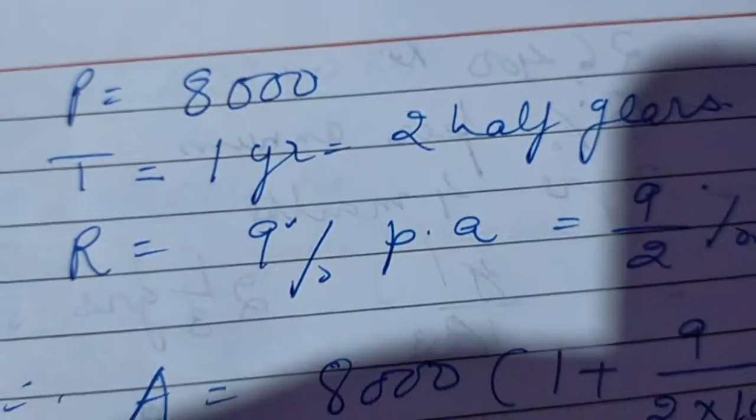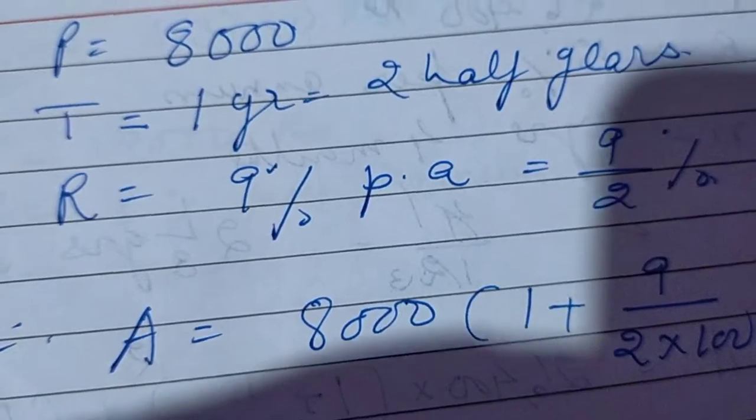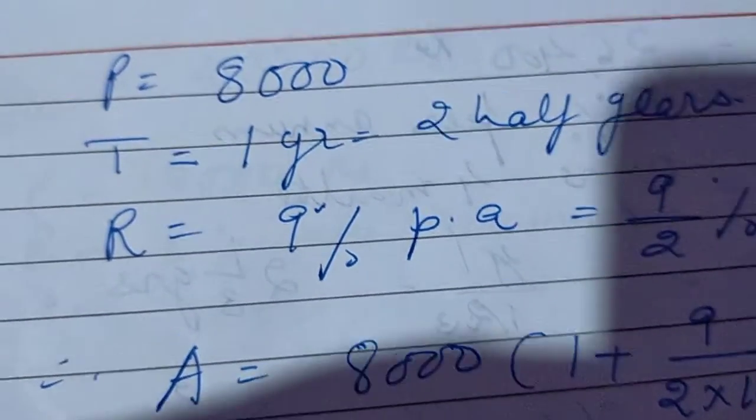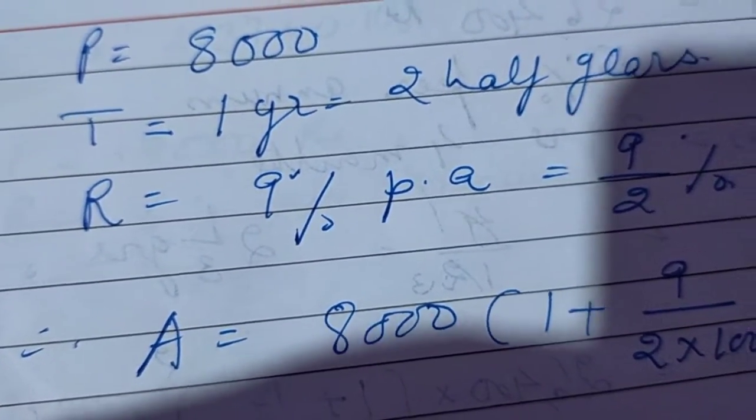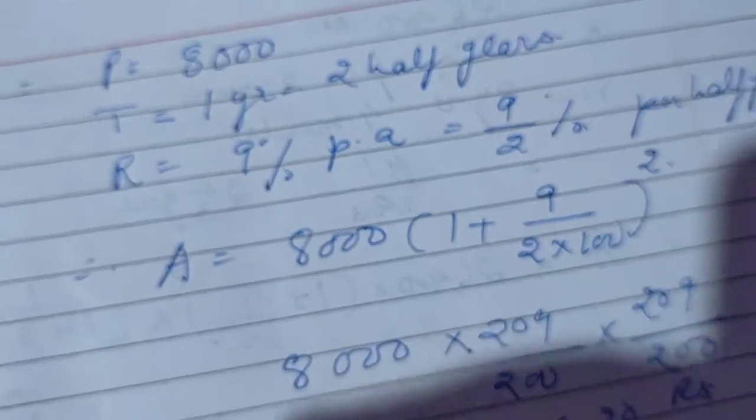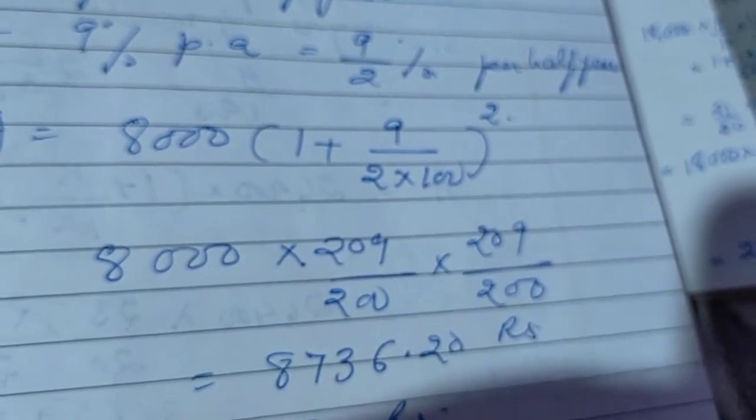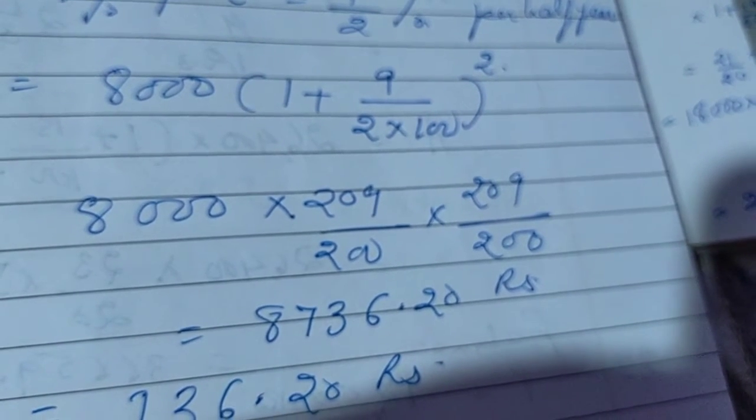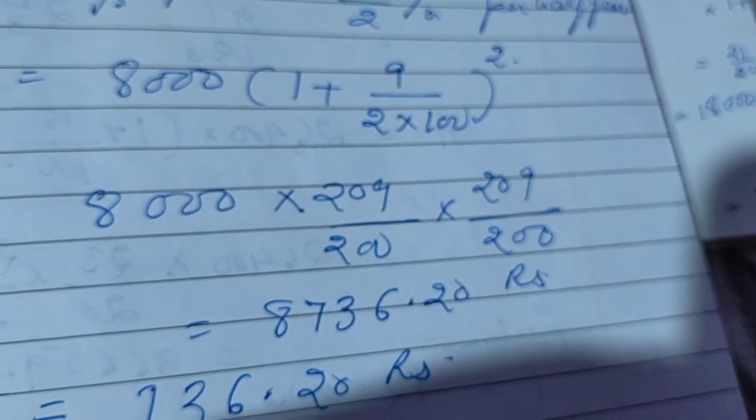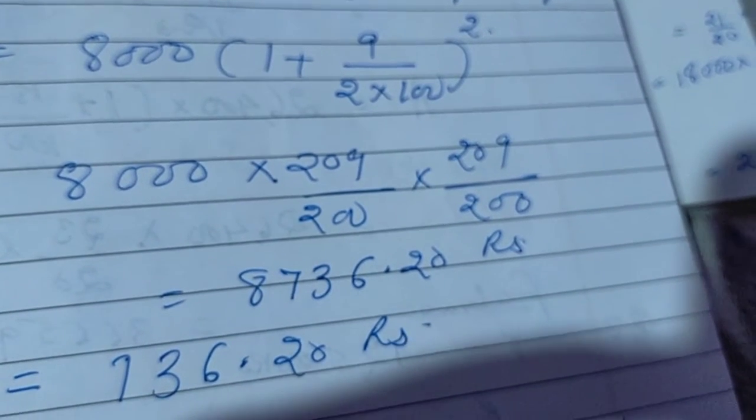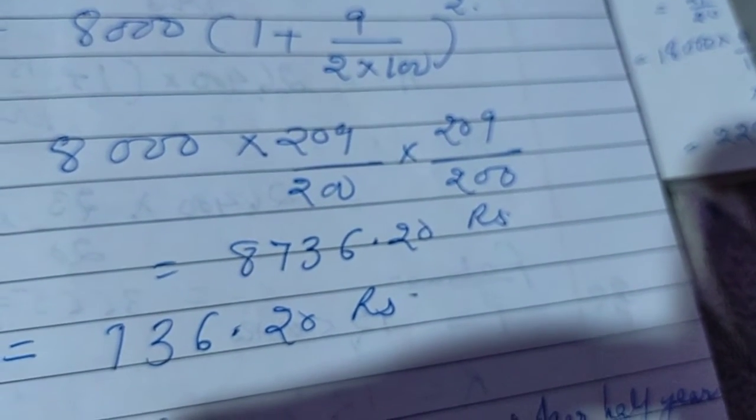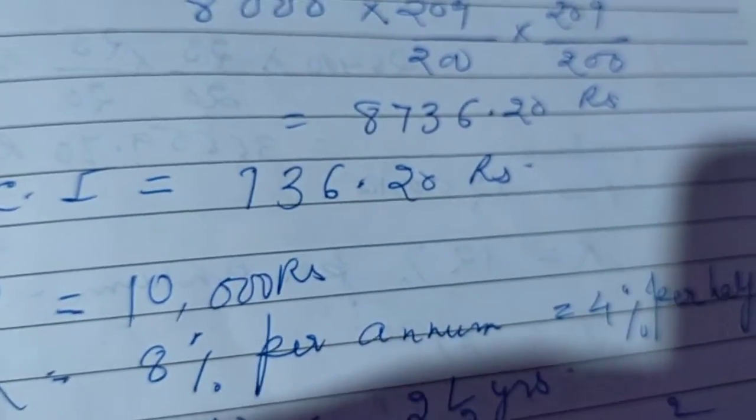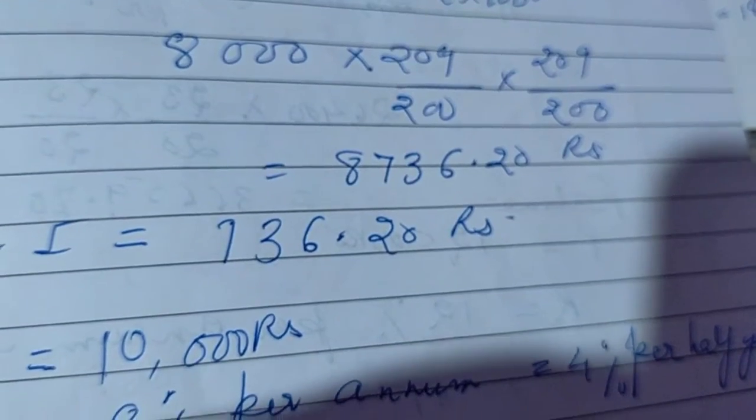So here you can simply find it by the simple interest formula or by the compound interest formula. 1 year means 2 half years. The rate is 9% per annum, so the rate will become half of 9, that is 9 by 2. So 8,000 into, you take the LCM 200, you will get 209 upon 200 into 209 upon 200. That will give you 8,736 rupees 20 paise. So the compound interest will become 136 rupees 20 paise.